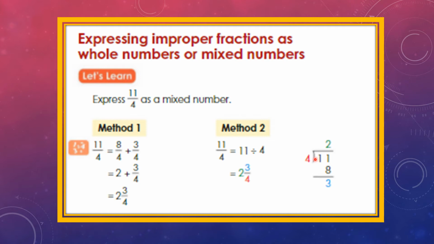So the answer here is 2. 2 times 4 equals 8. So let's subtract. 11 minus 8 equals 3. So the answer here, class, our quotient will become our whole number, and our 3, the remainder left over, will become our numerator. And then the 4, our divisor, will become our denominator. So the final answer is 2 and 3/4.